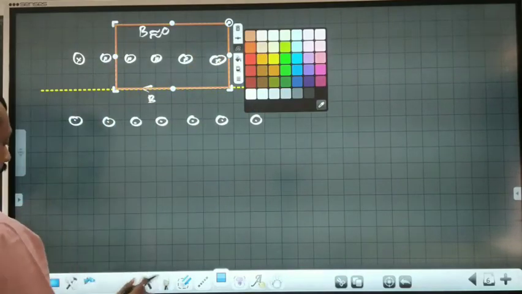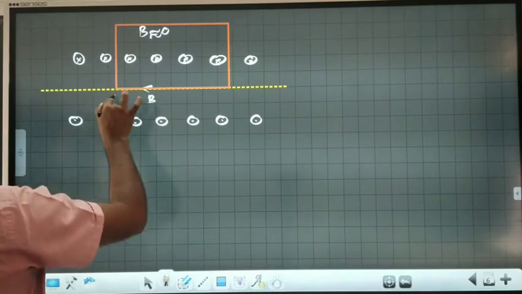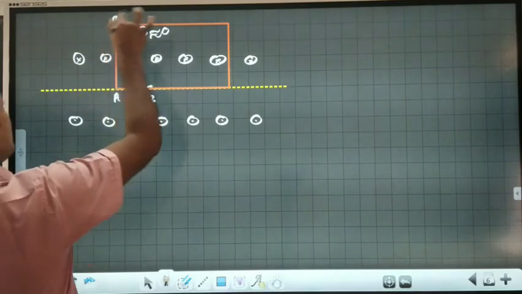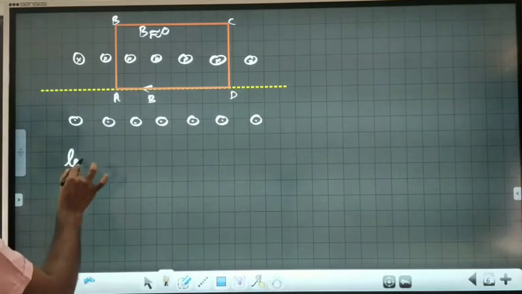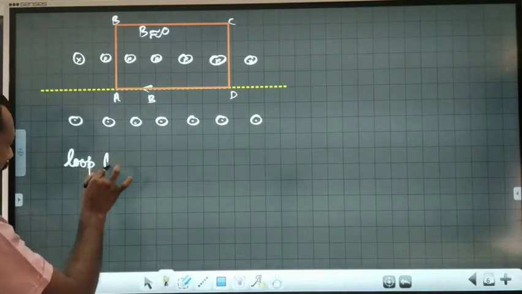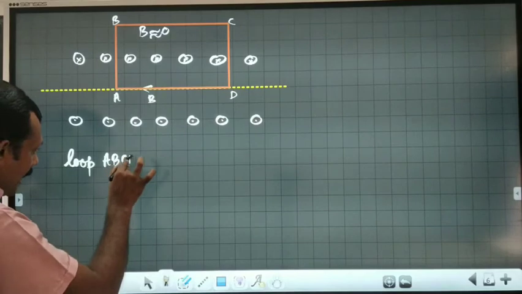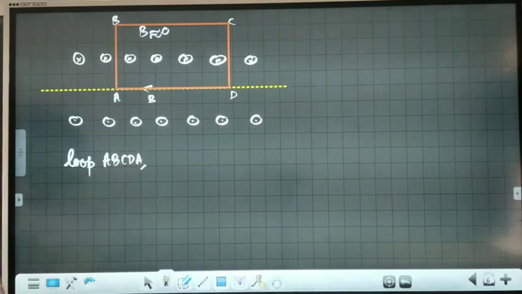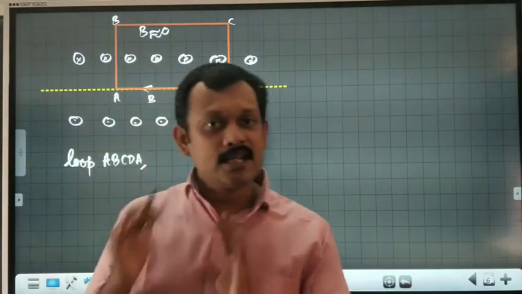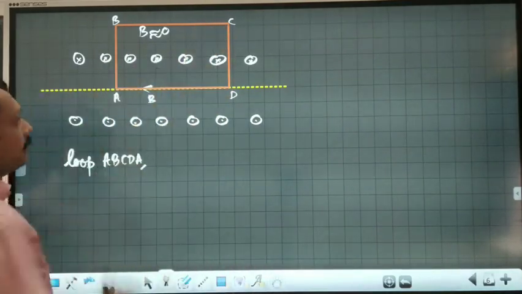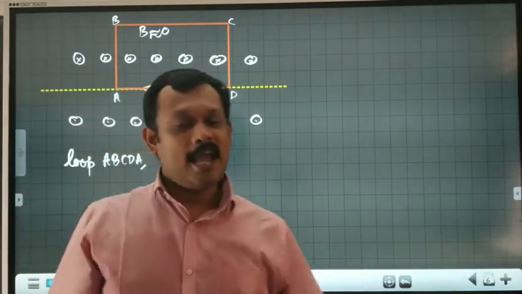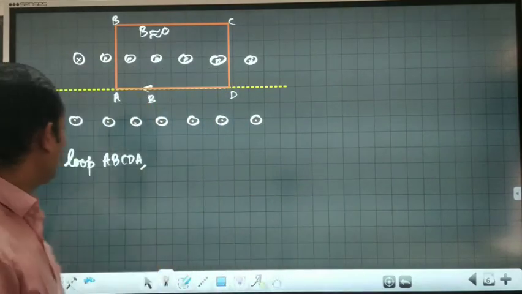I have considered an Amperian loop like this. So this is A, B, C, D. Now let me take the loop A, B, C, D, A. As you can see, this is a closed loop.